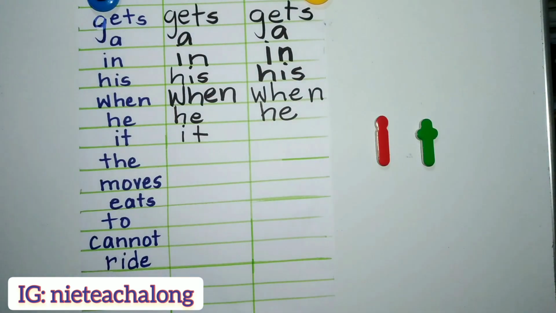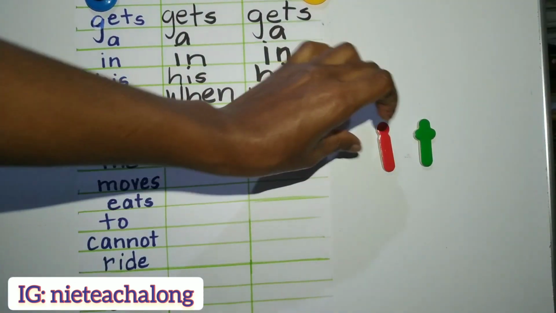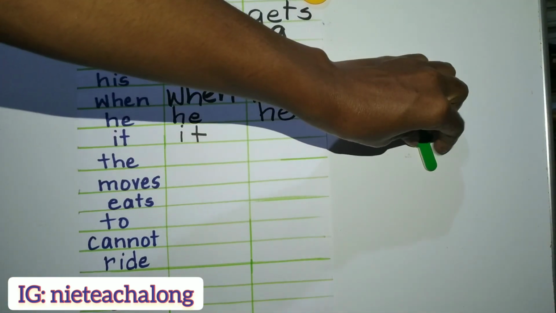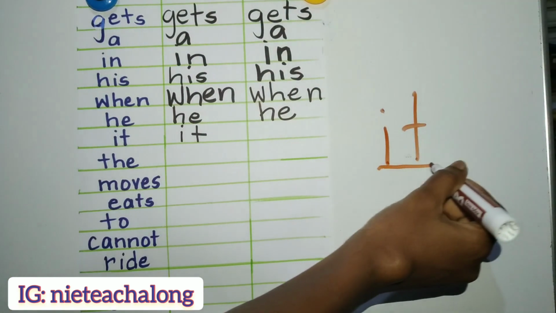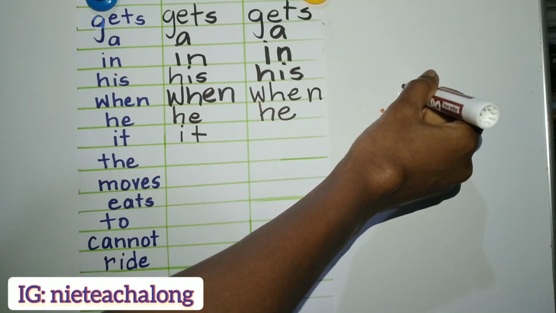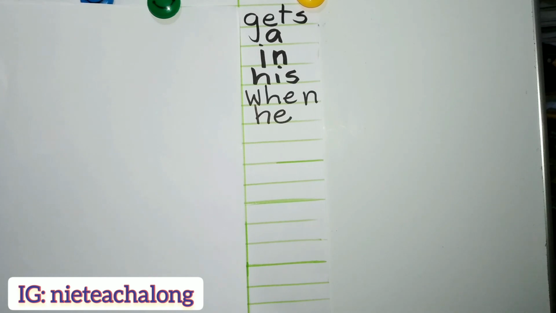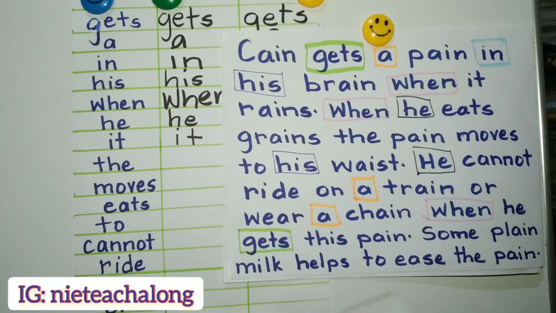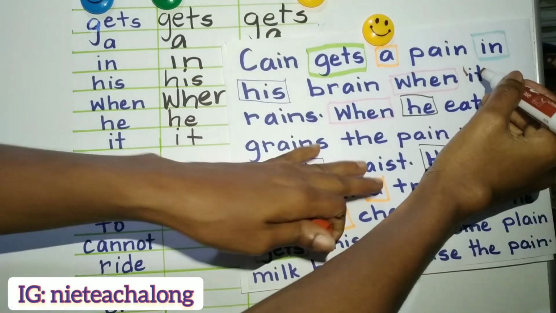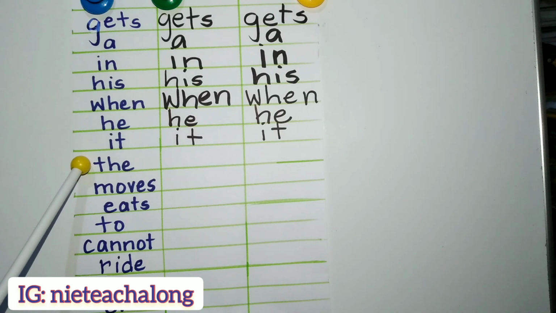I-T. It. I-T. It. I-T. It. Draw it out. Tall letter. Short letter. No peeking. I. T. It. Find the word. It. I. T. It. Say the word.